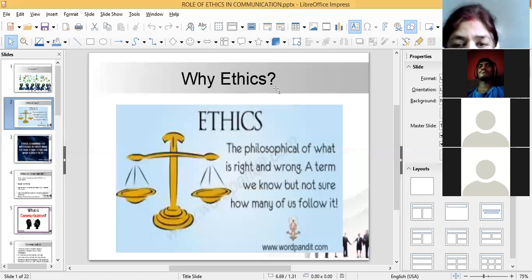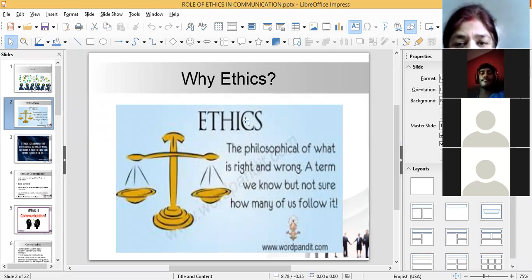Why ethics? As we said, ethics is very important. We can sum up ethics as something which you should do, the good in communication, the good in behavior, whatever is required in behavior, the rules and regulations which are there, that has to be taken into account. Ethics means something which you have to do, which you are required to do, which you are expected to do.